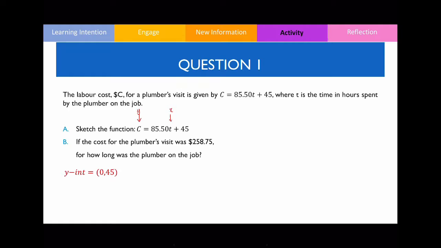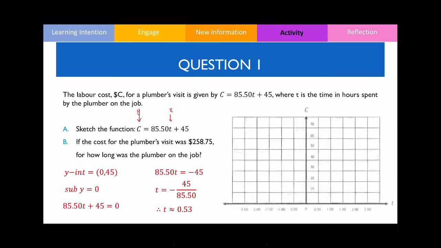To find your x-intercept, you have to sub in y = 0, or in this case, you sub in C = 0. If you do that, this would be your equation. Let's move 45 to the other side by subtracting 45 from both sides, and then divide both sides by 85.50. Hence, you're going to get an x-intercept where T is roughly equal to 0.53. So when you are graphing it, this is what you might be using.